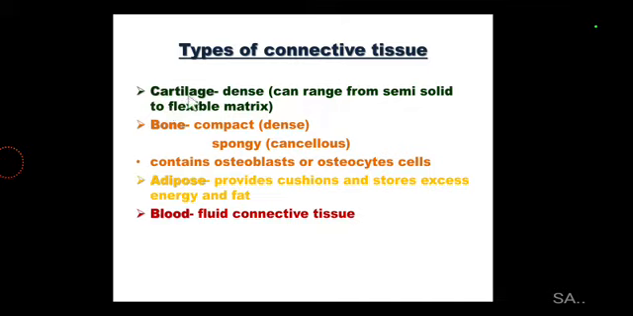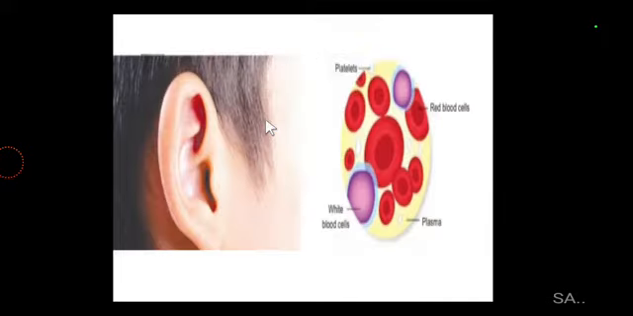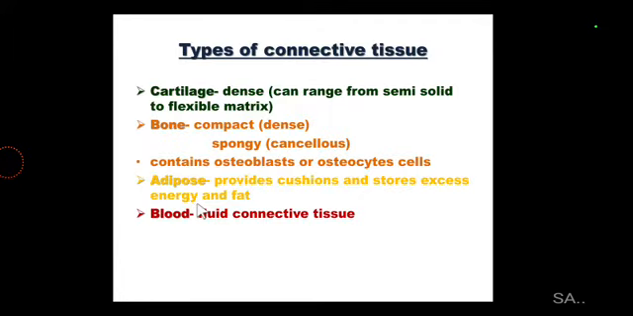So cartilage is dense, it is thick, and it can range from semi-solid to flexible matrix. You can see the cartilage in your ear as well as in your nose. So this is one of the connective tissues that is binding and connecting in nature.